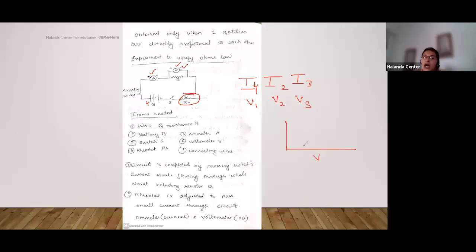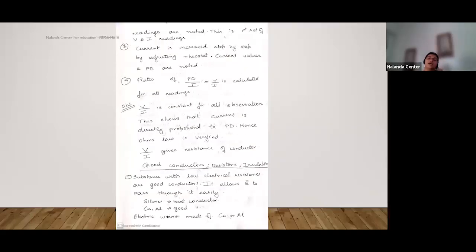When you map it out, inevitably you are going to get an inclined straight line, which shows that voltage and current are proportional to each other. And V1 by I1 is equal to V2 by I2, which is equal to V3 by I3, which is the resistance of the conductor. So this is a very important experiment, and you have to learn the graph as well.